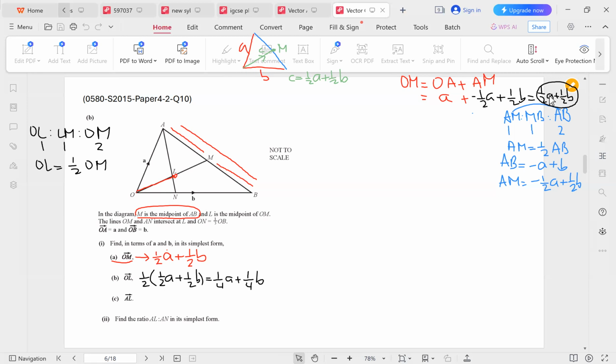Finally, we want to get AL. So AL is simple. We're simply going to get AO plus OL. So AO is negative A, and then OL is what we got in question B, which is quarter A plus quarter B. So we have negative 3/4 of A plus 1/4 of B.